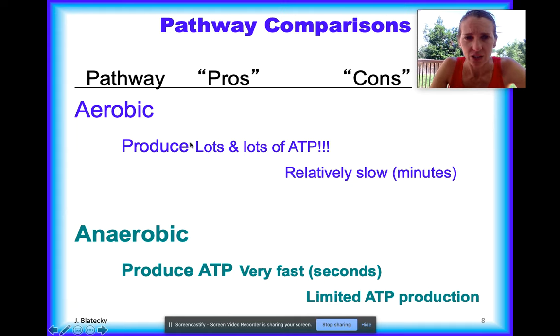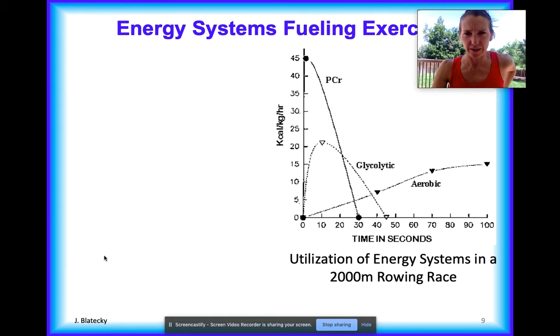The advantage is you can break down fats, you can break down lots more carbs. And so you're going to get far, far more ATP, and you're going to be able to sustain the system for significantly longer than you would with the anaerobic system. The advantage of the anaerobic system, of course, on the flip side, is you can make that ATP really quickly. So it's going to be available quite fast.